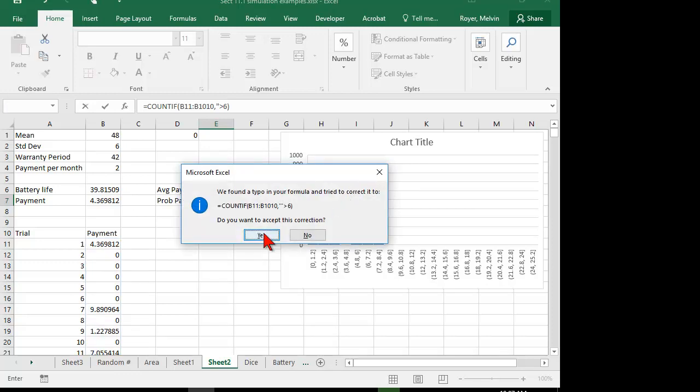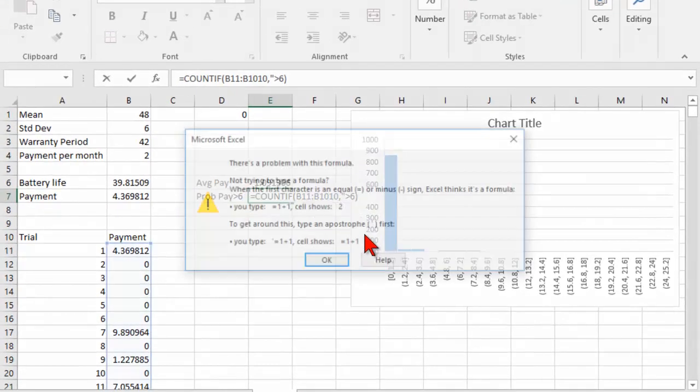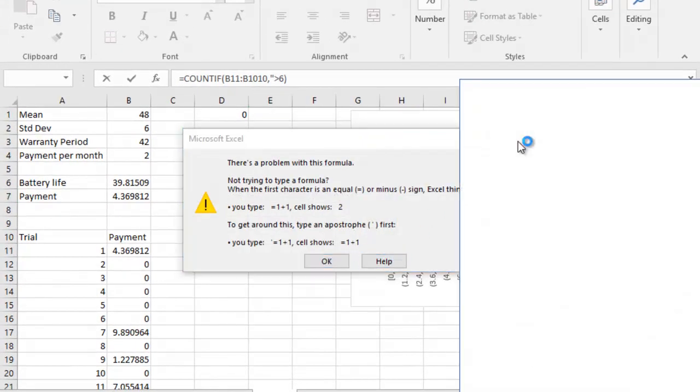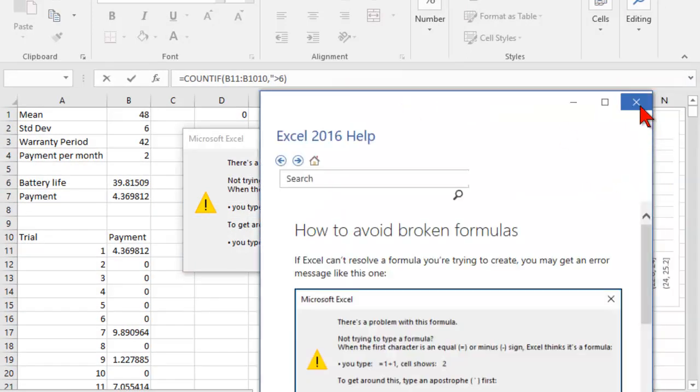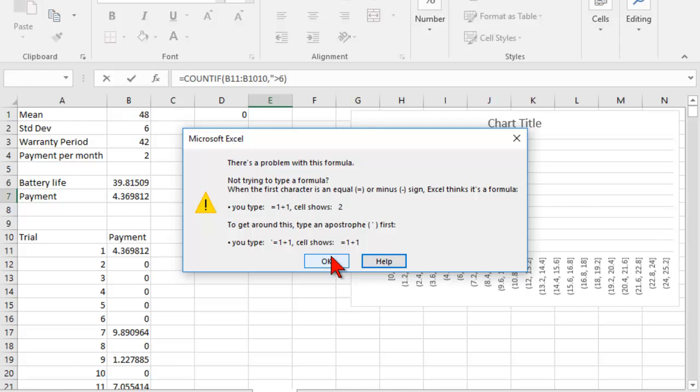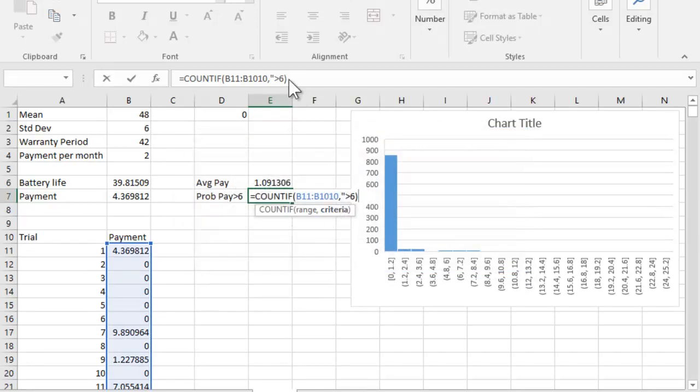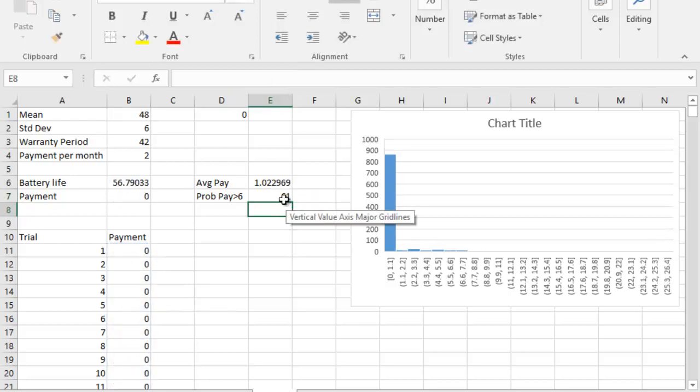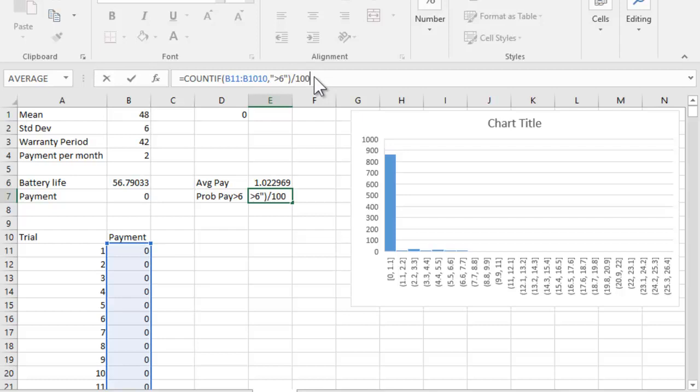Oops, I entered a quotation mark in the wrong spot, I believe. Yeah, I didn't have one at the end like that. There we go. So in this simulation, the average payment was $1.02, and I made warranty payments to 61 out of the 1,000 customers. I called this a probability, actually, so let me take my count and divide by 1,000 to make it actually be a probability.